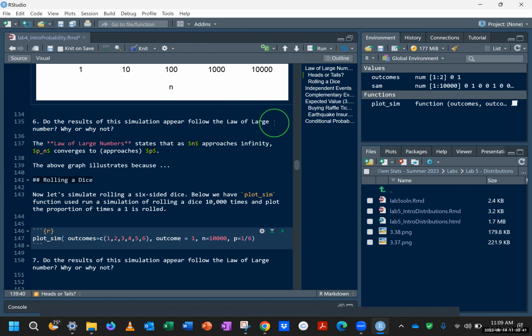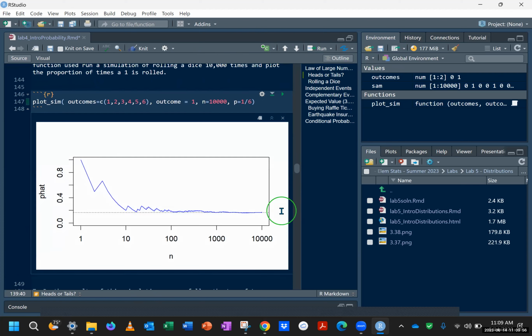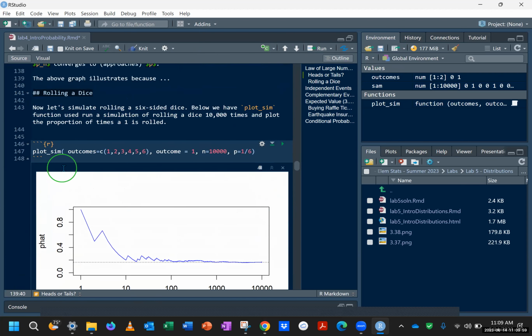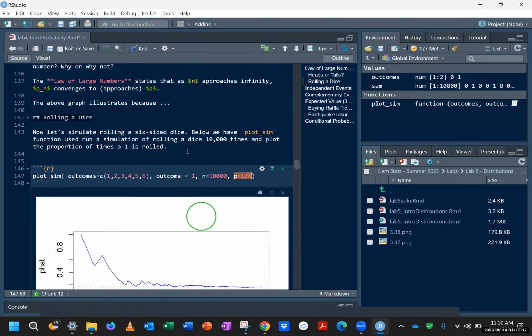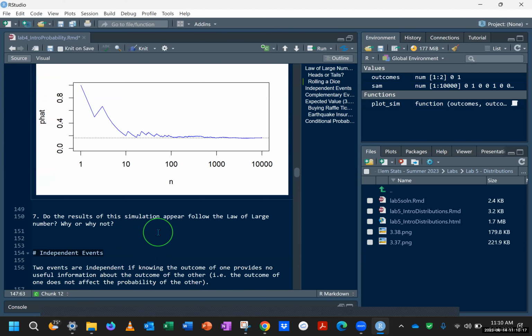This is the basis for probability because we want to know with some kind of accuracy what the chances of things happening are. And so another example would be rolling a dice. Let's run our simulation for rolling a dice. So here I've illustrated the probability of rolling a 1 when the outcomes are 1 through 6. And I've said the theoretical probability of success is 1/6. So this line here is where 1/6 is. So you can see, did these results follow the law of large numbers? Why or why not? That's a cool example.